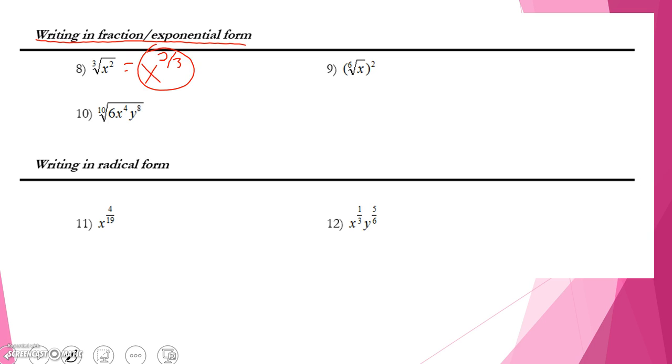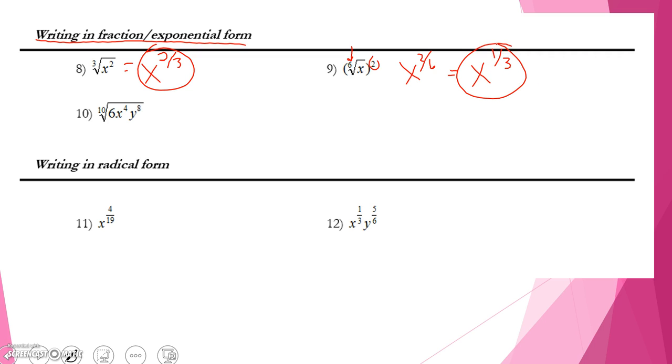So for number 9, this one's a little bit different just because it has the 2, the exponent on the outside, but you're still going to put the exponent on the top, and the root, the number next to the radical, is going to go on the bottom. This one you can simplify. 2 over 6 simplifies to 1/3.